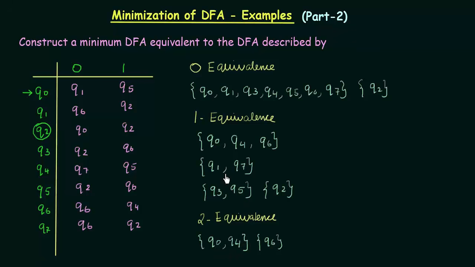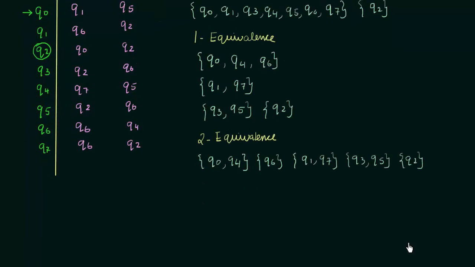Okay, so in the same way, if you check for this, you will find that Q1 and Q7 are two equivalent to each other, and also Q3 and Q5 are two equivalent to each other, and Q2 will stay by itself as it is. So we finish two equivalents, and the next step that we have to do is three equivalents. And how do you do three equivalents?